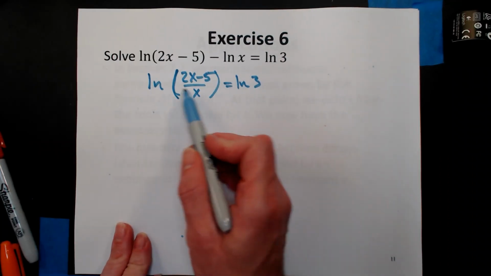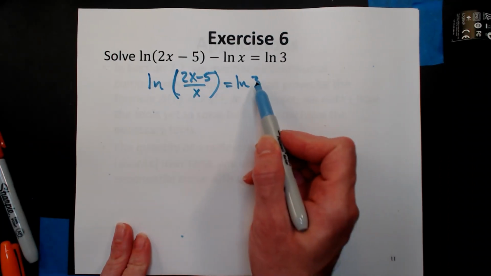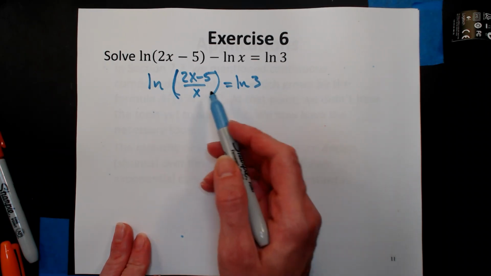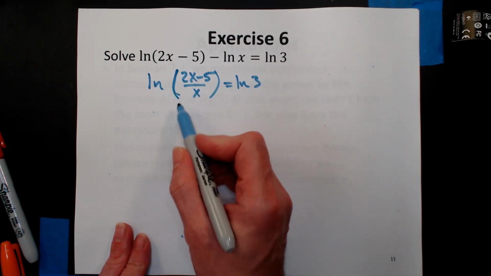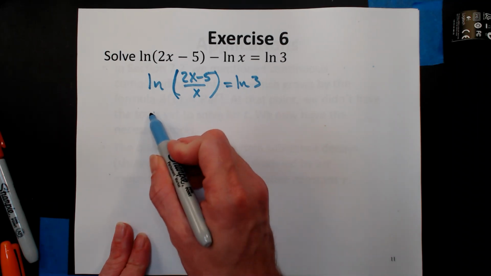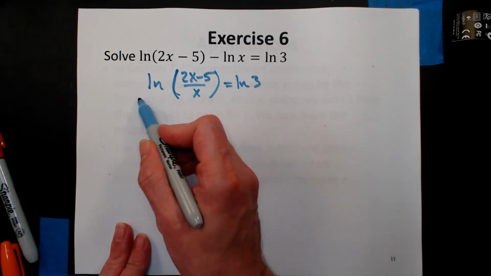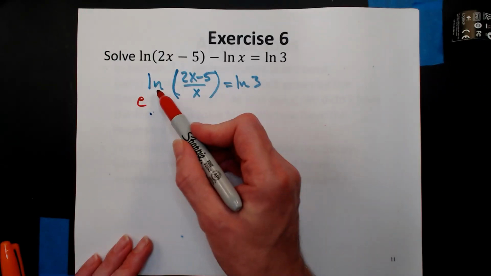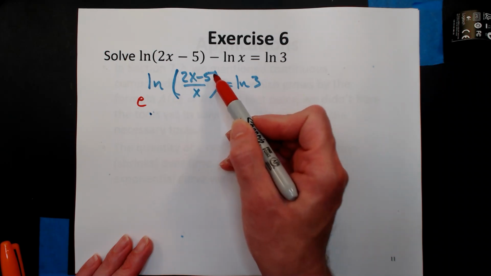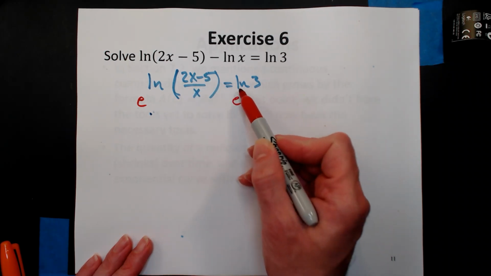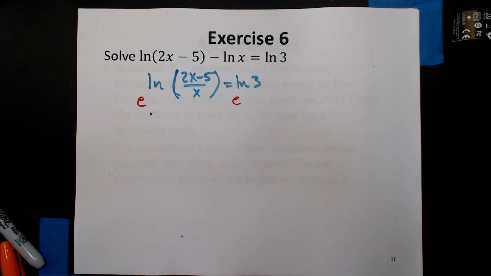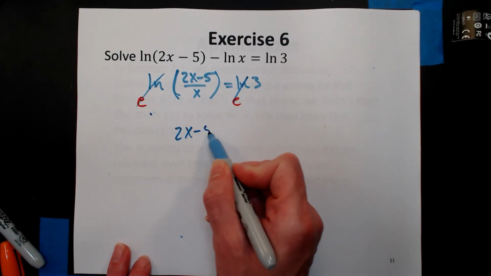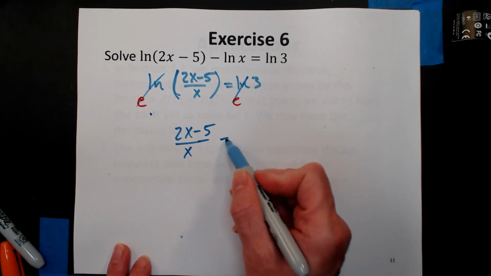But here, since the insides both have to be positive, because I can't take the natural log of a negative number, I can set these equal to each other and solve. I'm just going to have to check my answer in the end. So when we do that, we're going to get rid of the natural log. Basically, we could think of this as e to the natural log of 2x minus 5 over x, and e to the natural log of 3, and that's kind of how they cancel. So we're going to get 2x minus 5 all over x equals 3.